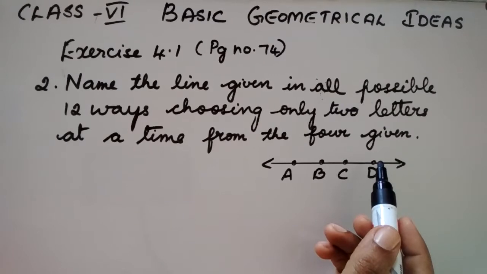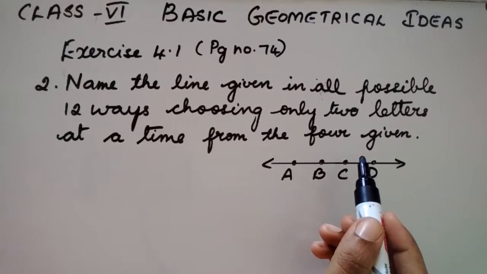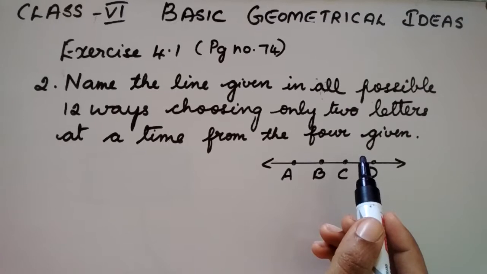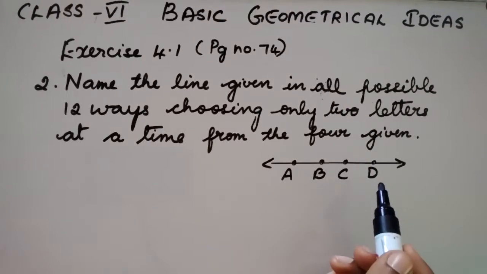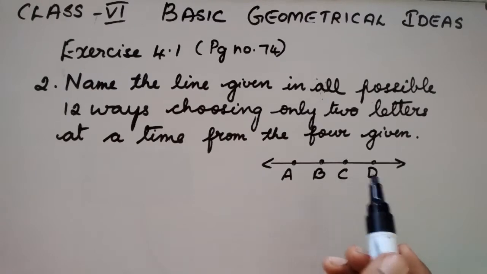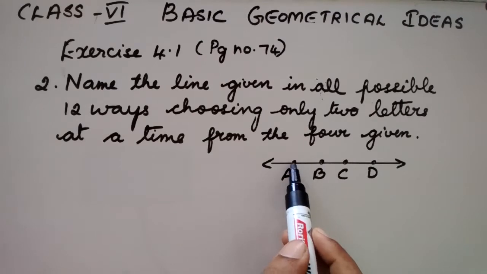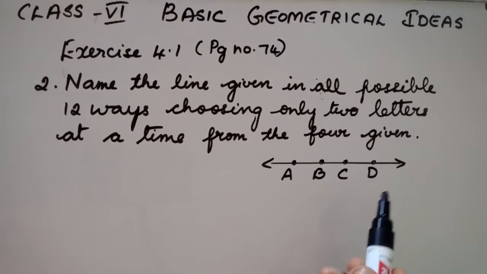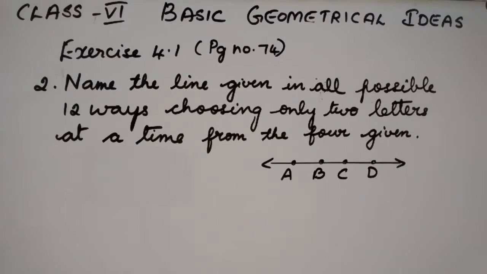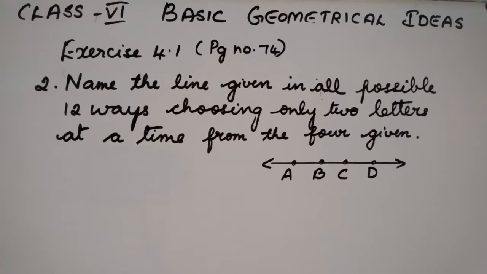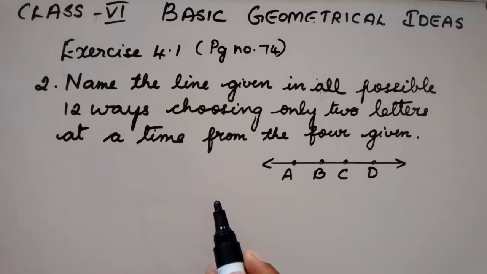Did you get this? So out of this line, 12 ways means 12 lines are possible. So out of these 4 points A, B, C and D, we are asked to write the lines with only 2 points at a time, but in how many ways? 12 possible ways. So what will be the lines here now?